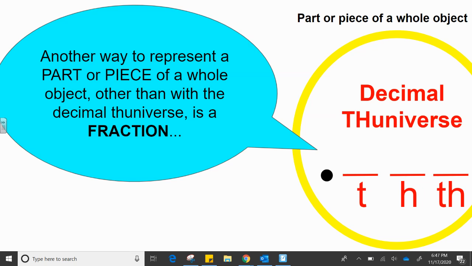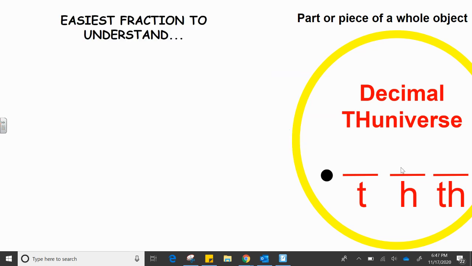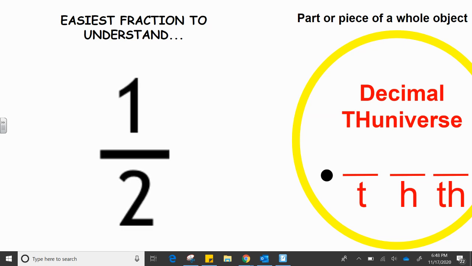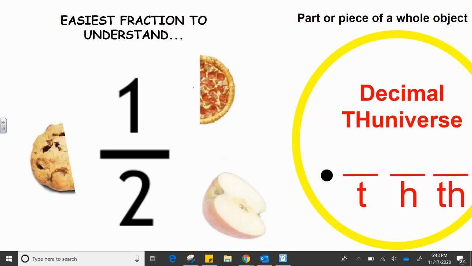And another way to represent a part or a piece of a whole object other than with the decimal Thuniverse is with a fraction. So the easiest fraction for all people to understand, kids and adults, is simply the fraction 1/2. Because we can all picture what half a pizza looks like, half a cookie, half an apple. We can easily close our eyes and picture what a half represents.